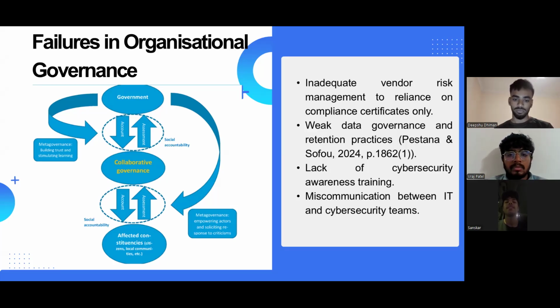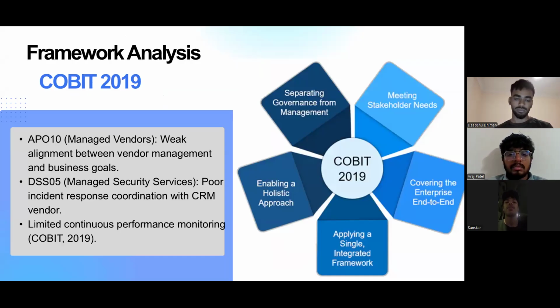Now we are on slide 8, framework analysis, COBIT 2019. It is an assessment of Alliance. COBIT 2019 indicates that workflows for vendor security metrics were not a part of business governance. Evidence suggests that the APO10 process was deficient in aligning vendor performance with cybersecurity priorities. The same applies to DSS05, where no process coordination was executed with the CRM vendor. Alliance treated the vendor as an external vendor rather than an extended managed data environment.